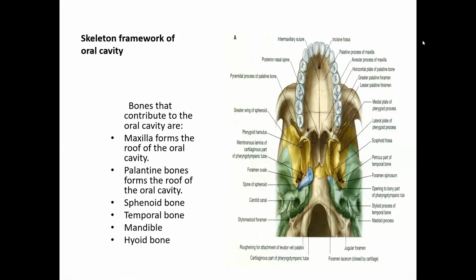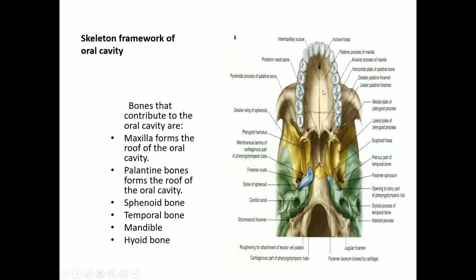You can see here, this is the maxilla. So the horizontal plates of the maxilla, you can see these are the two horizontal plates of the maxilla. They contribute the skeleton framework of the anterior two-thirds of the hard palate.